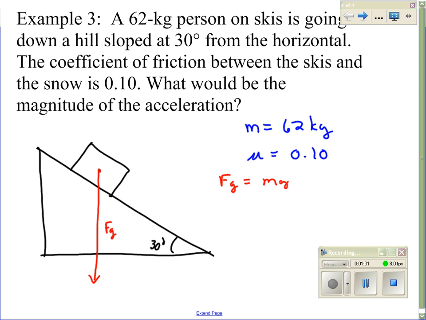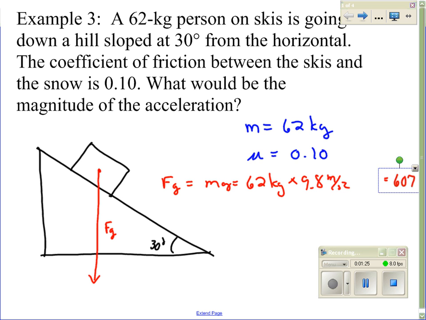So, our 62 kilograms times 9.8 meters per second squared, and our weight is 607.6 newtons.